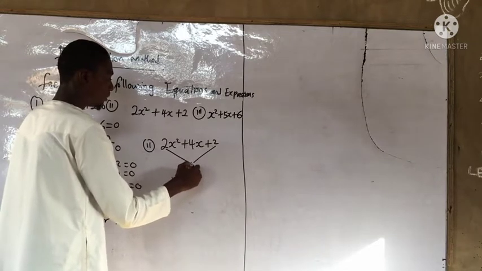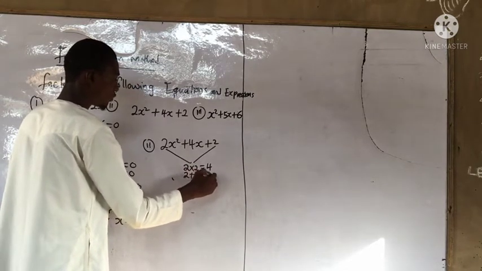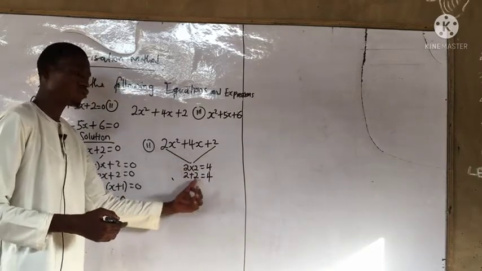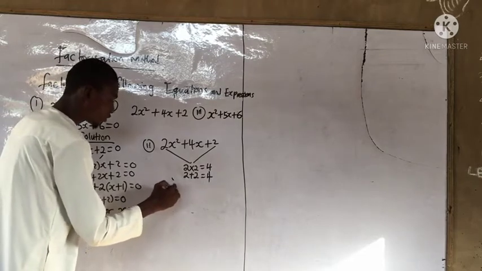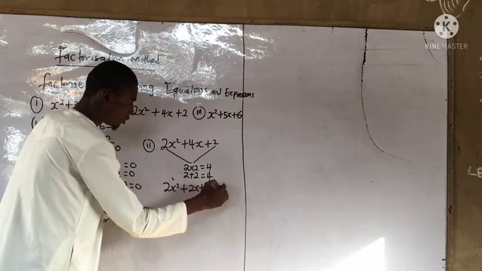Now, using this method, you just have to multiply these together. You have 2 multiplied by 2, and this will give us what? 4. And 2 plus 2 will also give us what? 4. So that means we are going to substitute 4 with 2 plus 2. So that is 2x squared plus 2x plus 2x plus 2 now.